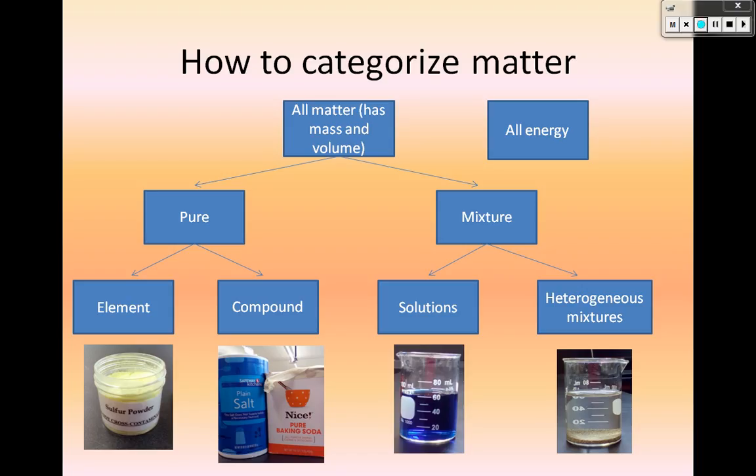And a lot of mixtures are sort of somewhere in between. They're not just a solution or a heterogeneous mixture. They're sort of a gray area for a lot of them. We're not going to worry about those gray areas. Not a big deal.